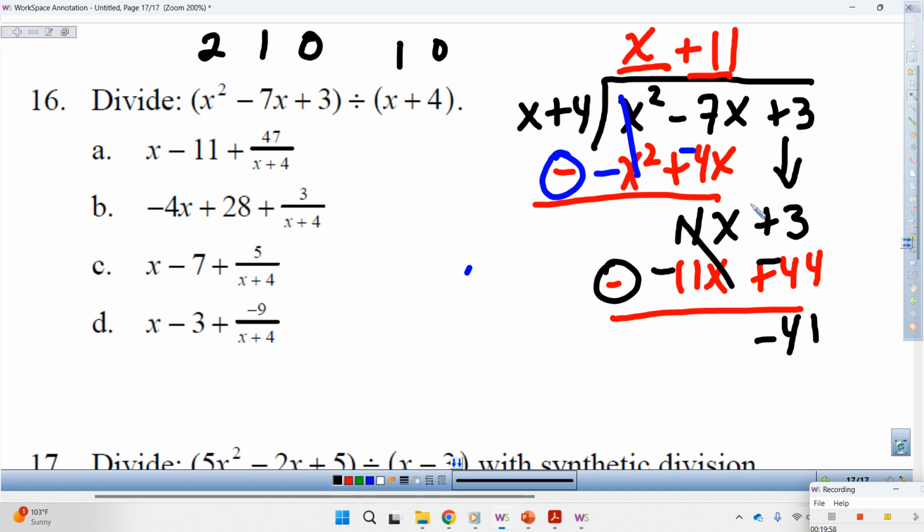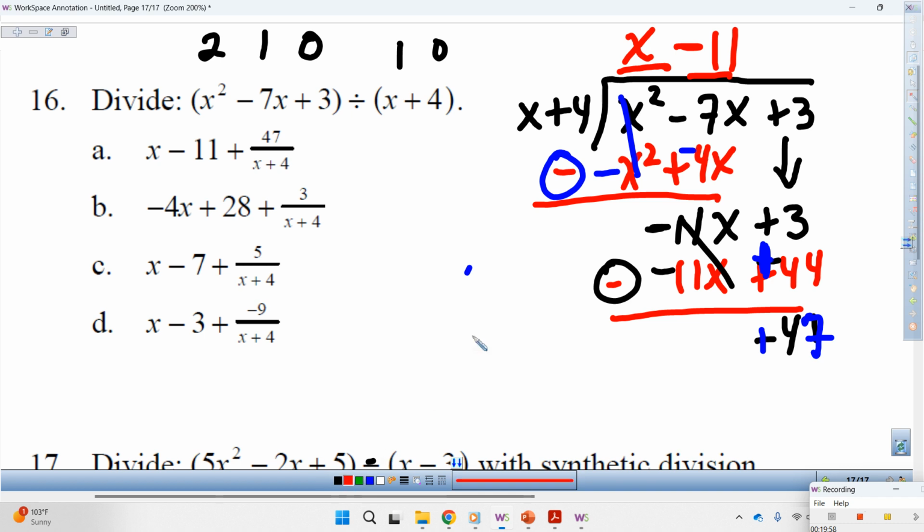Oh, this is negative 11. My bad, thank you. So that means this is negative 11x and negative 44. So now this one turns into a positive. So negative 44 distributed gives positive 44, and 3 plus 44 is positive 47.